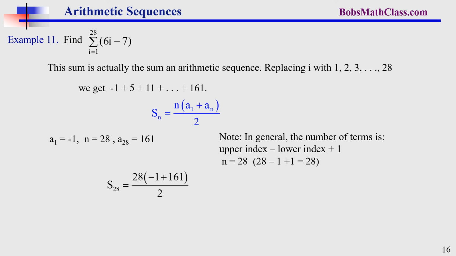Okay, so plugging that in, we get n equals 28. The last term was 161, and our first term was negative 1. Plug those numbers into the formula, and then insert it into your handy-dandy calculator, and you should get 2240. A couple more problems, we're almost done.